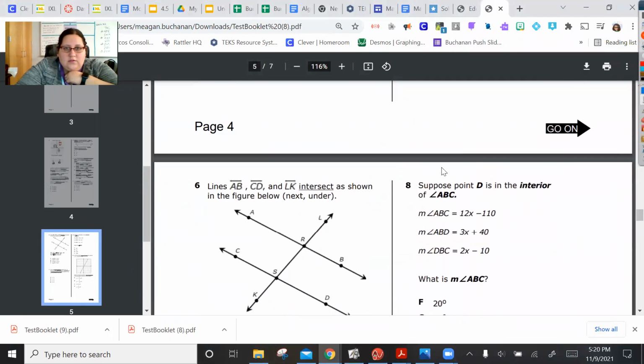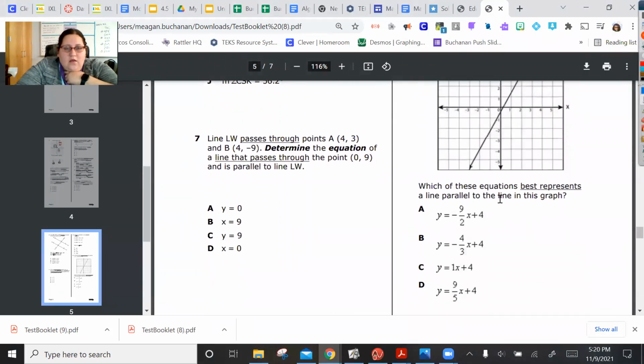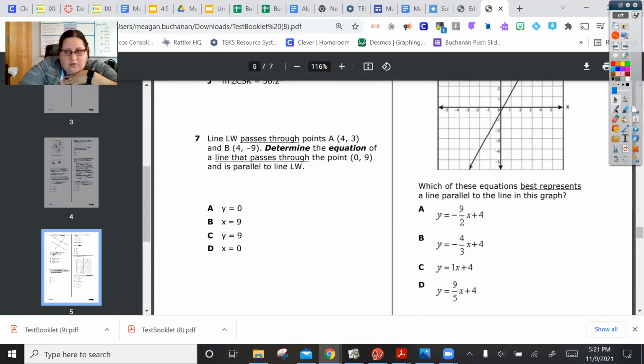Okay, so that was 6, so now we're on 7. Line LW passes through the points A, 4, 3, and B, 4, -9. Determine the equation of a line that passes through the point 0, 9 and is parallel to LW. So this is where you're going to find your slope.